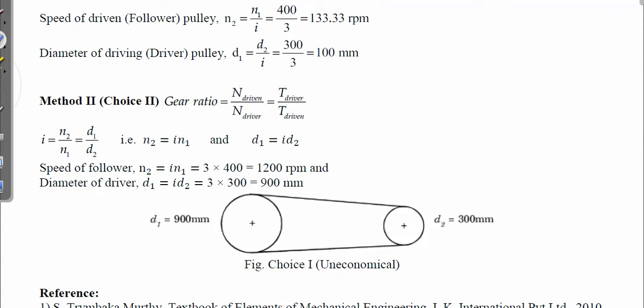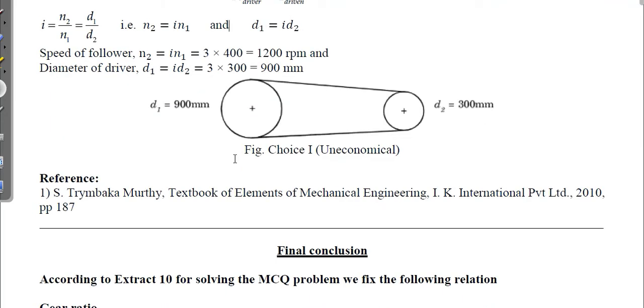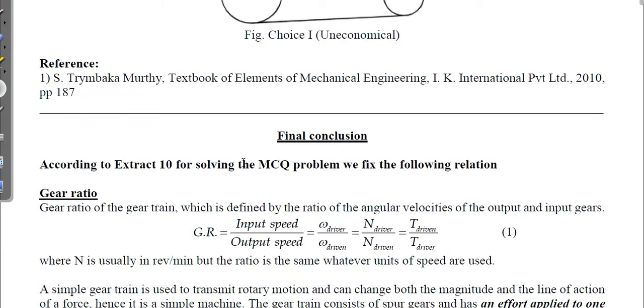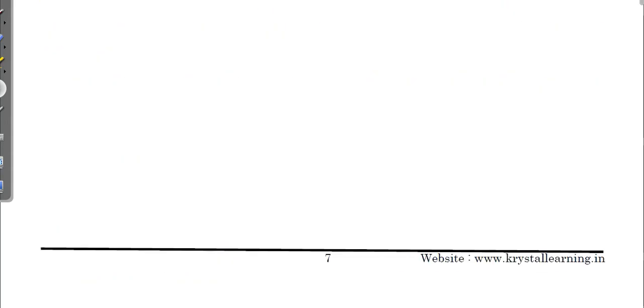So it is just saying about economical and uneconomical. It is not saying that any formula is wrong. As you see in different extracts, resources, or books, different formulas are used, so nobody can say that this is wrong and that is right. Just in terms of economical and uneconomical sense, you can say which term you have to use. The final conclusion was that according to extract 3, they are using the formula in this way.